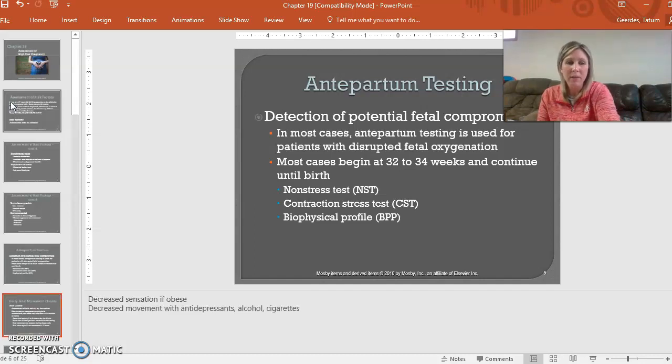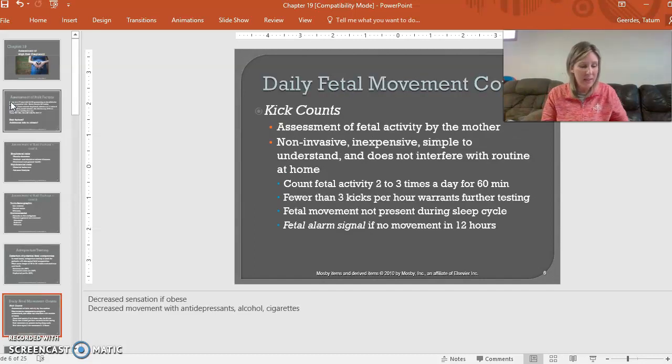So let's move on and we'll talk about slide 6 here, and that talks about daily fetal movement counts, also known as DFMC. You're going to see that in your textbook. So kick counts are super important. Basically, this allows us to assess the fetal activity.